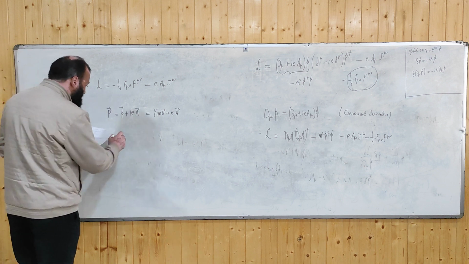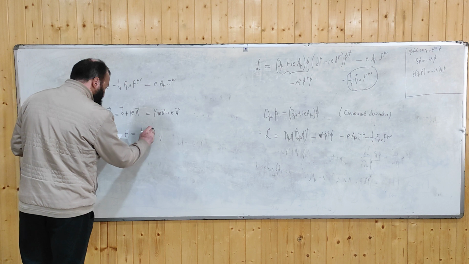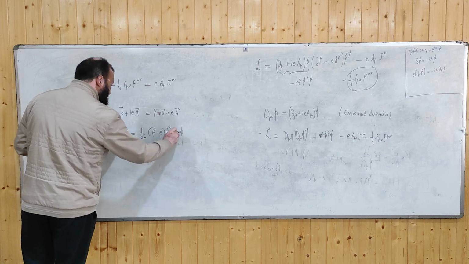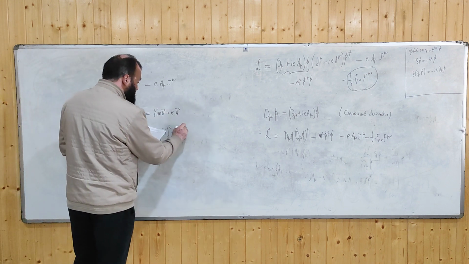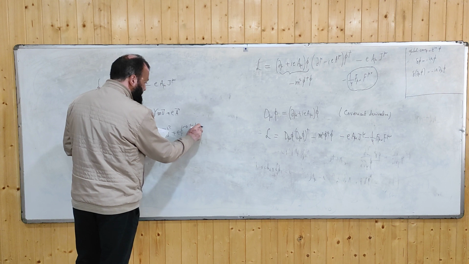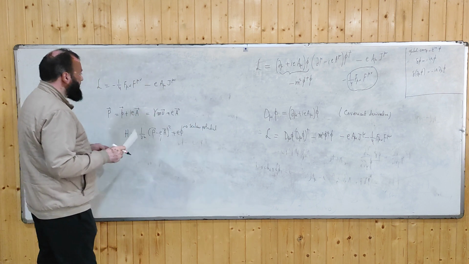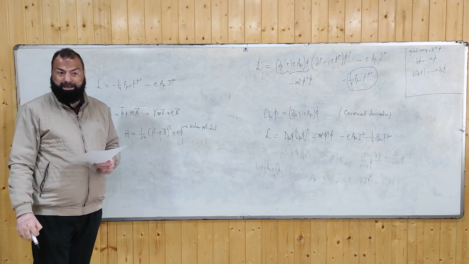So what will be the energy of this kind of particle? That's 1 by 2m (P minus E A) whole square plus E phi. Why is this phi a scalar potential? So this is the scalar potential. So what you have identified, you can now identify this E to be the charge of the electron, let's say, or the charge of the particle.